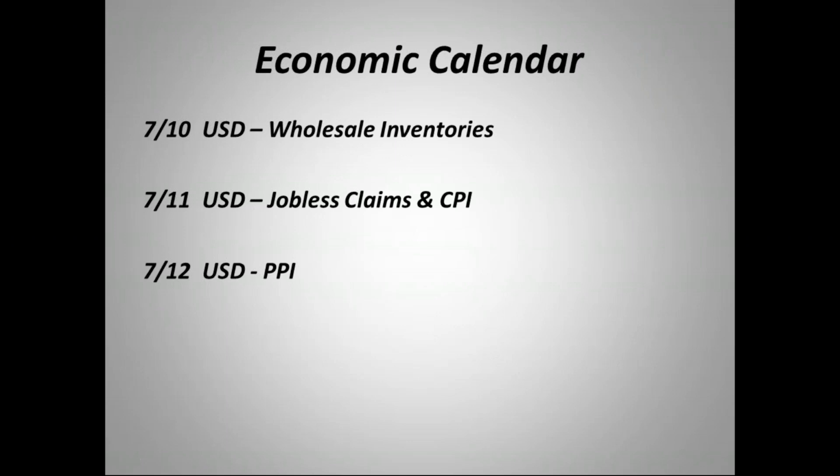And here, let's start talking about what we're going to have on the menu today. So first, let's take a look at our economic calendar. This week, all the numbers that are coming out are very US dollar dominant. First, we have wholesale inventories that's going to be released today. We also have jobless claims and CPI, which is coming out tomorrow.